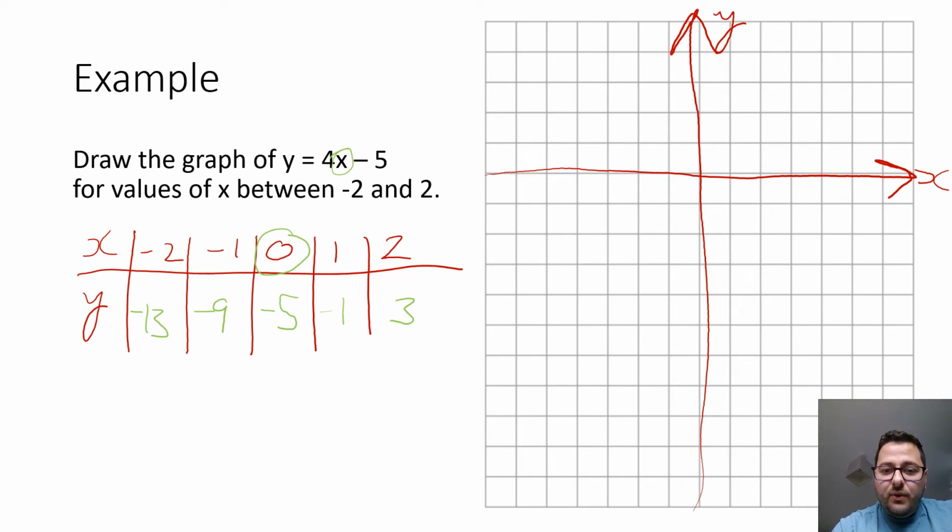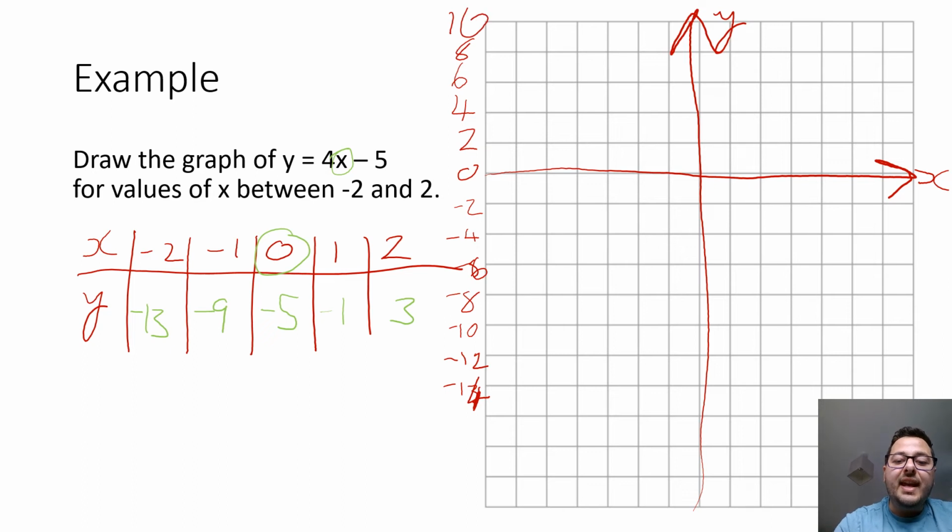So 1, 2, 3, 4, 5, 6, 7, 8, 9. Let's go up in 2s then. So if that's 0, we'll let that be -2, -4, -6, -8, -10, -12, -14, and 2, 4, 6, 8, 10. Might as well fill it out now I've done it. -20, -22. Great, and then x is going from minus, so if that's 0, let's just make that -1, -2, 1, and 2. Okay, so this is a bit of a messy graph. I do apologise, but I hope you get the idea.